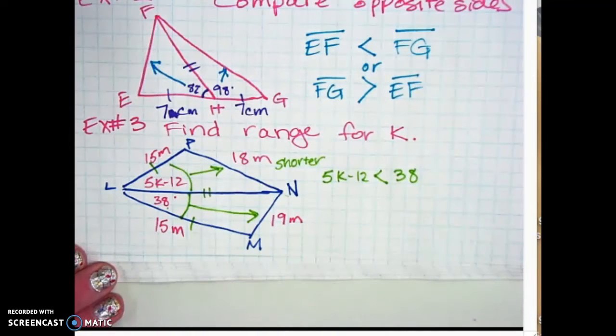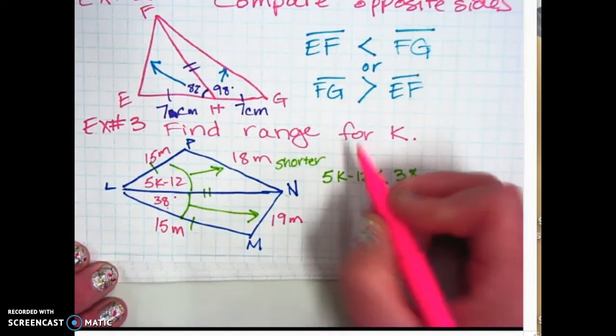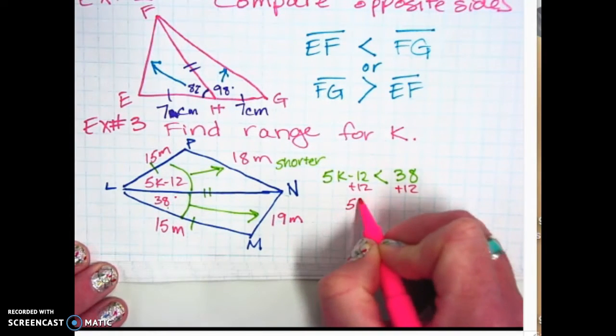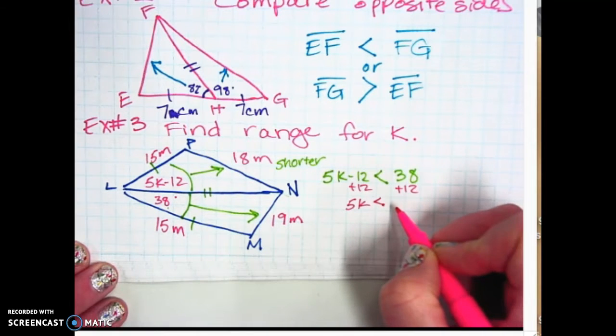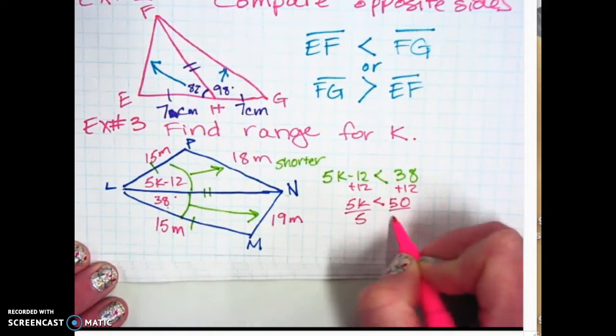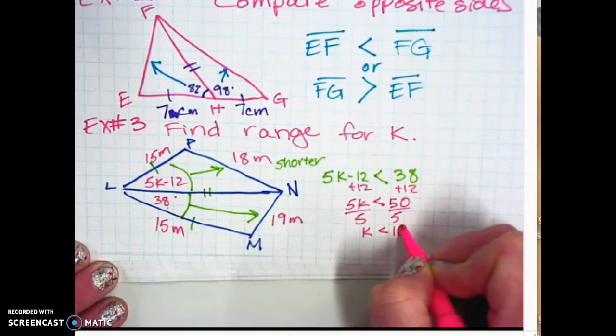Okay? This part should be easy to set up. This part should also be easy to solve, right? You want to get the K by itself, so you add 12 to both sides. You get 5K less than, what is that, 50? Divide by 5, and you get K is less than 10.